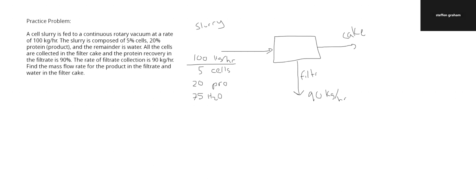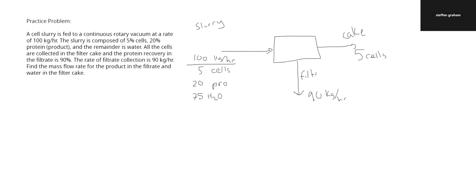And then we were told that all the cells are collected in the filter cake. So if we have 5 kilograms per hour of cells in, over here, we're going to have 5 kilograms per hour of cells out.